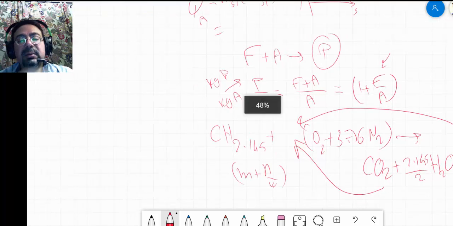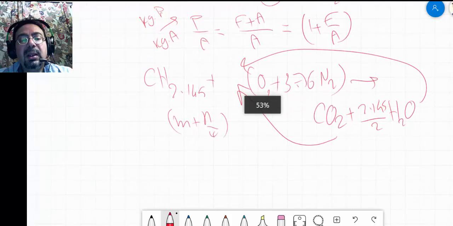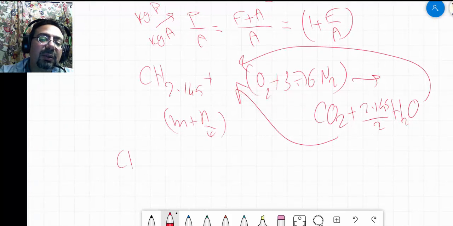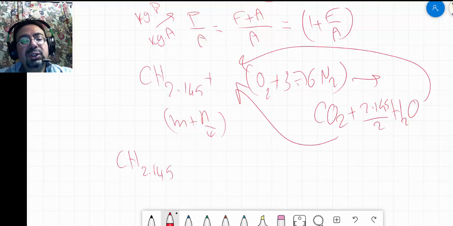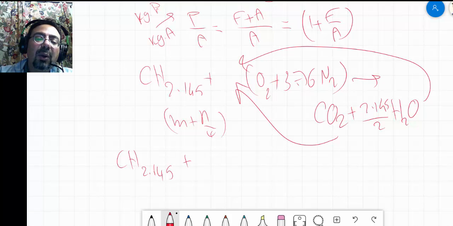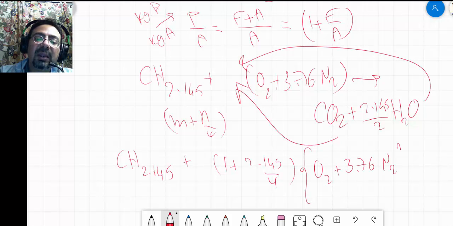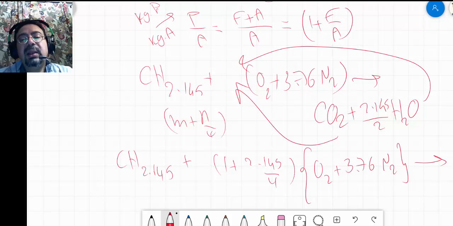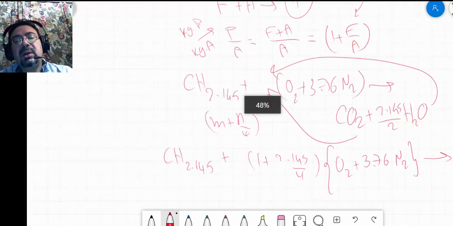So let me do this. This will tell us that to burn this weird fuel, CH2.145, you need 1 plus 2.145 over 4 O2 plus 3.76 N2. That will give you complete combustion, right?